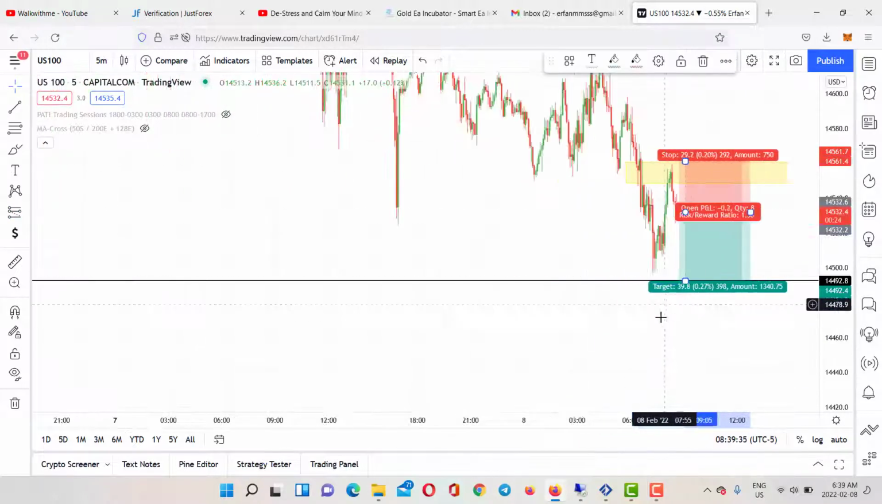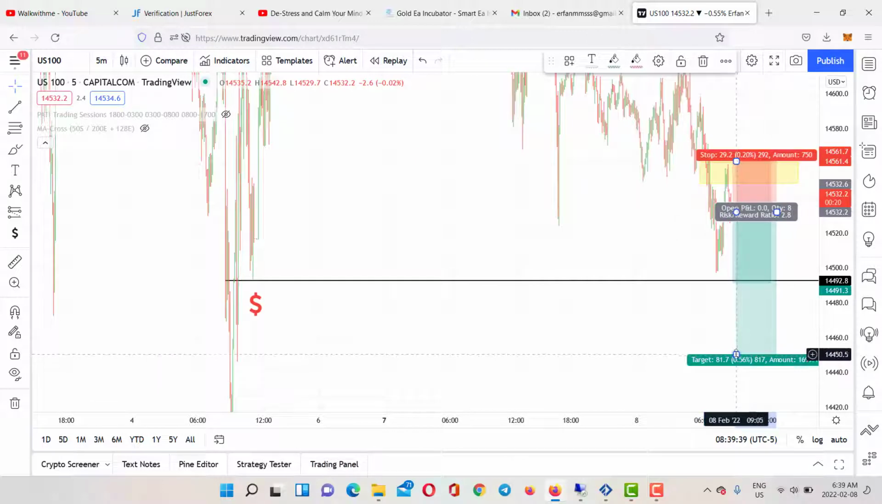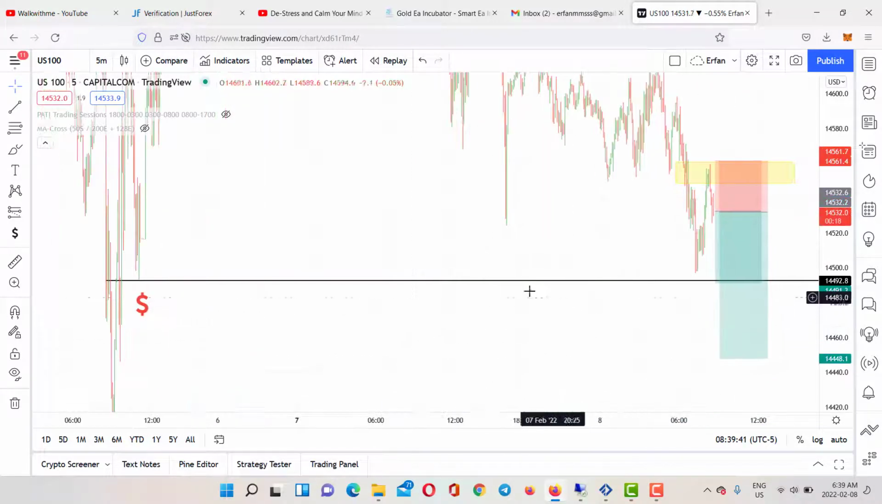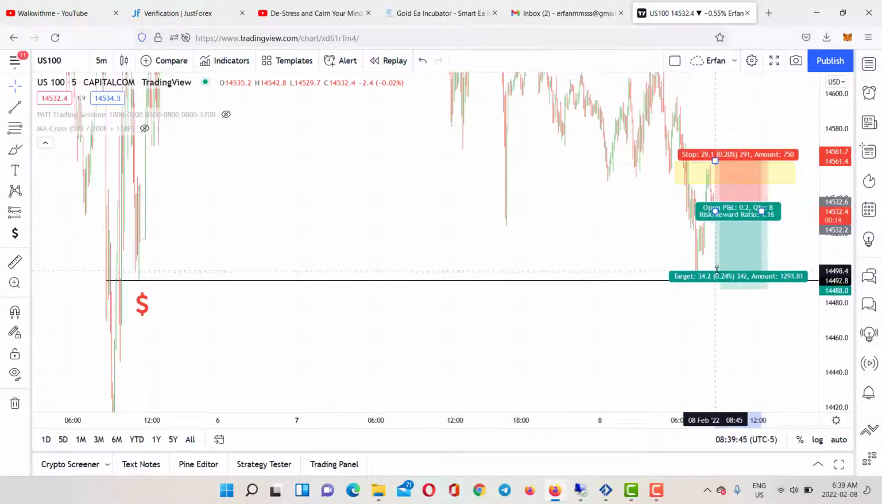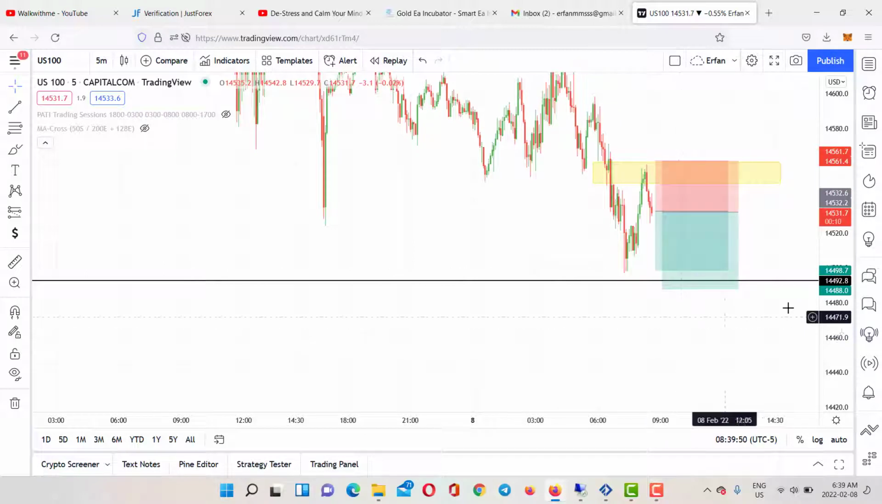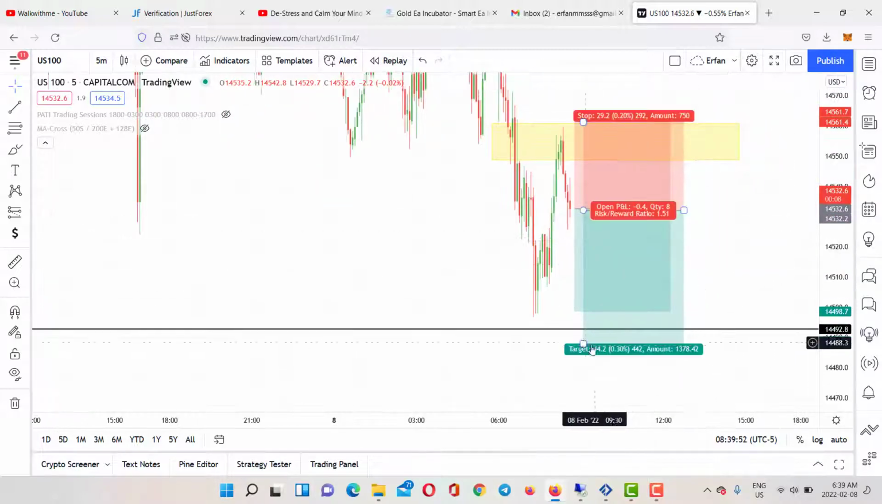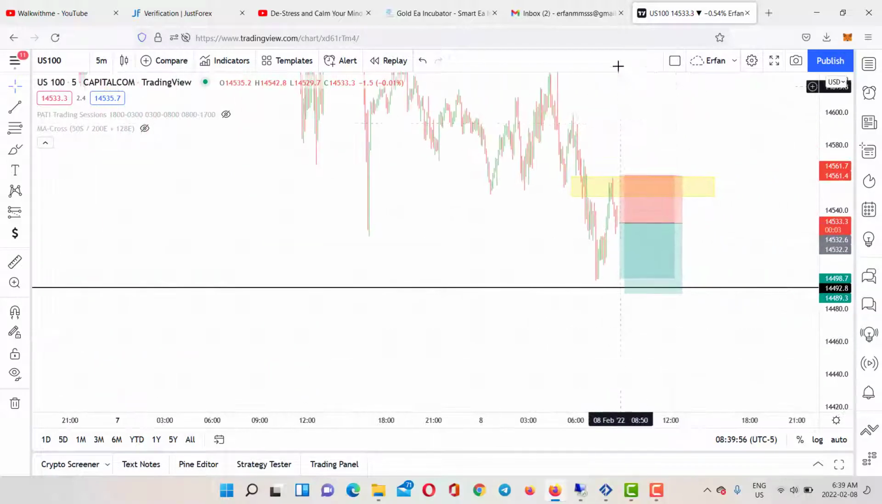Okay, so let's see, 2 trades, one here to here, one of them here to here. Or even here. Yeah, this could be a good one if I want to close it earlier. This could be a good one. Well, let's see what happens.